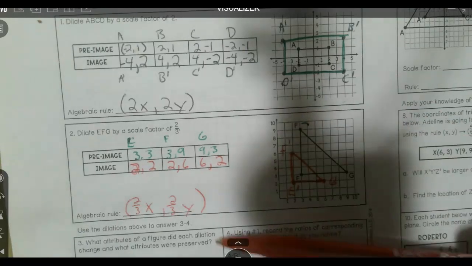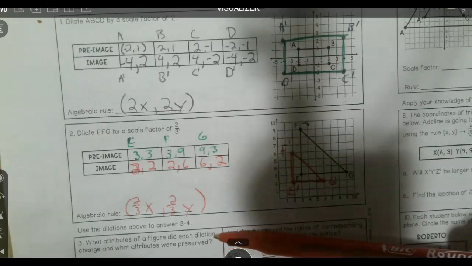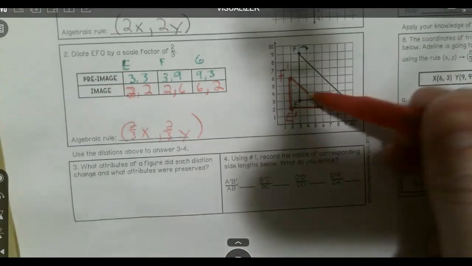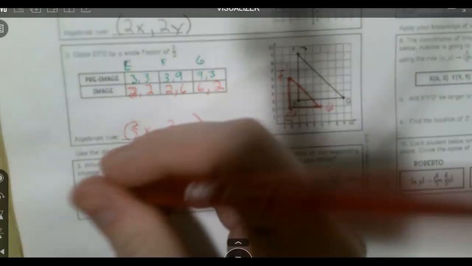Now, what attributes of each figure did the dilation change, and what was the same? Looking at number 3. Well, when we look at the two triangles, they're the same shape.